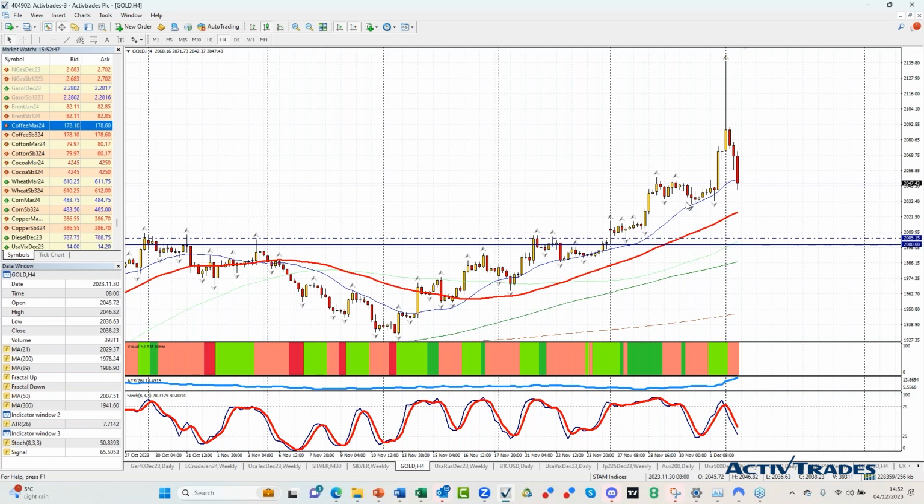We also had Mr. Powell's comments on Friday, which the market doesn't trust or doesn't believe when he says that interest rates could go higher, or they could at least be held higher for longer. The markets are pricing in first interest rate cuts from March onwards towards May at the moment. So that in itself has an impact on everything as well.